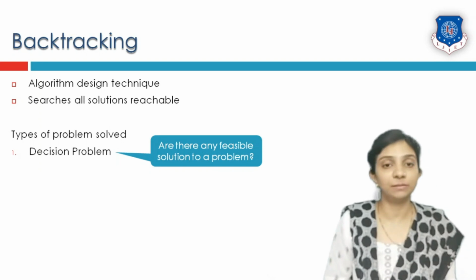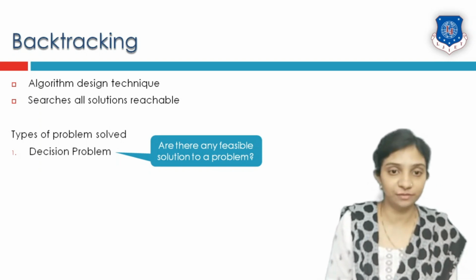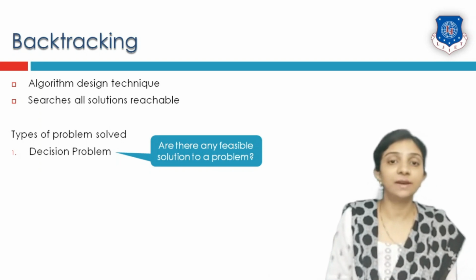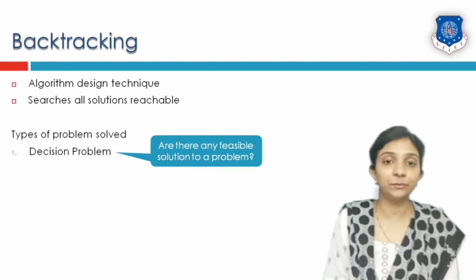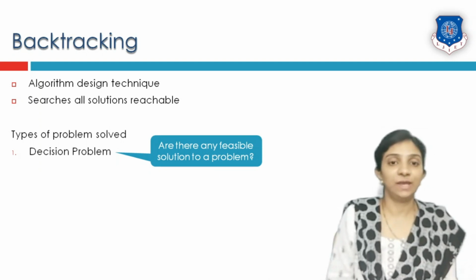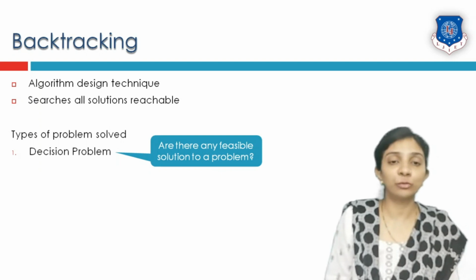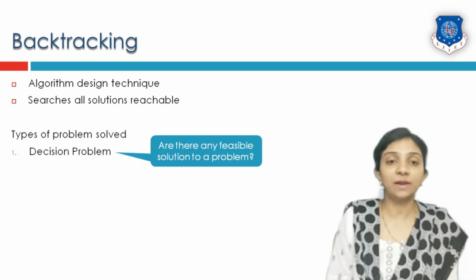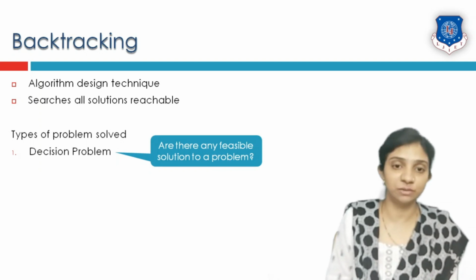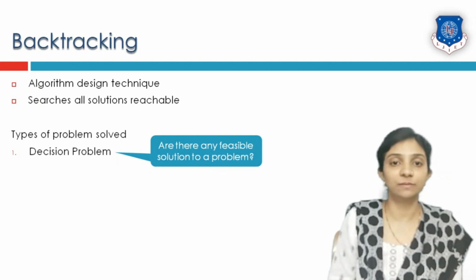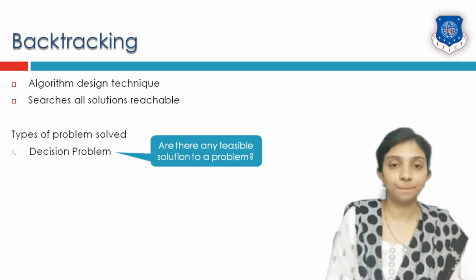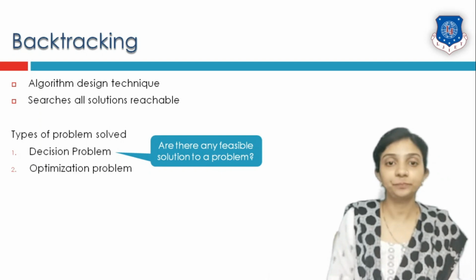Very first problem is decision problem. That means, does there exist any solution to a given problem or not? Is there any feasible solution of a problem or not? So those problems whose answer is yes or no are actually called decision problems. Those problems can be solved using backtracking method.